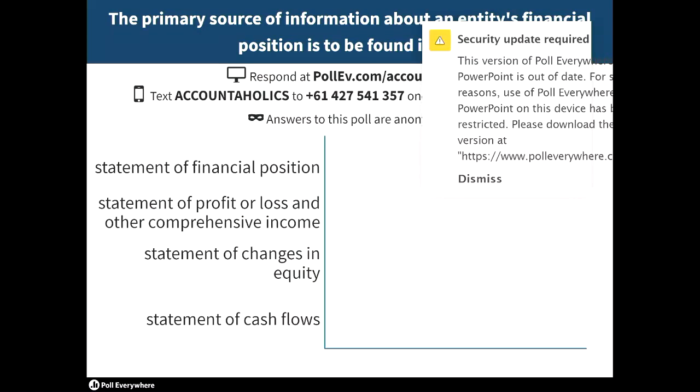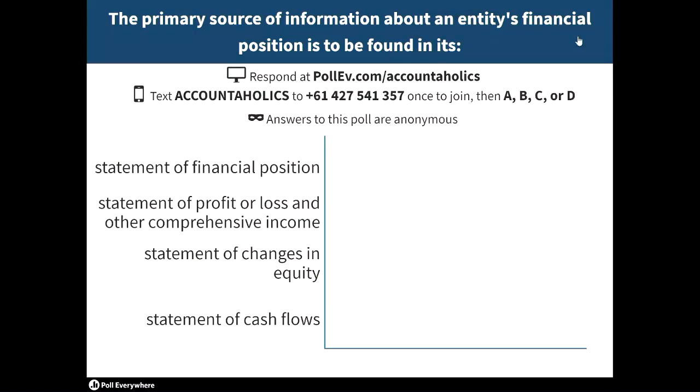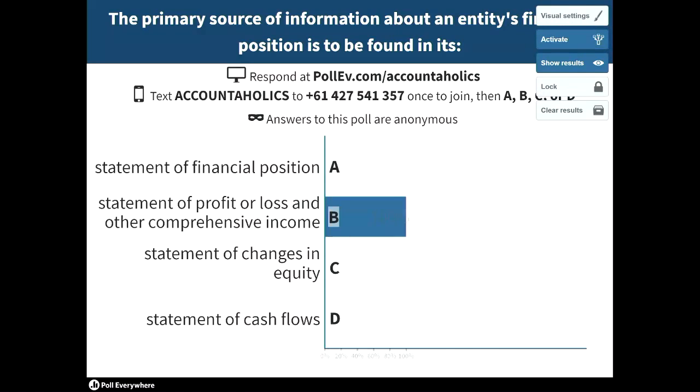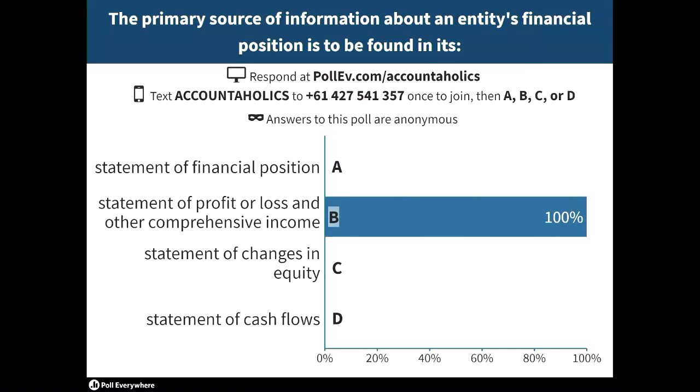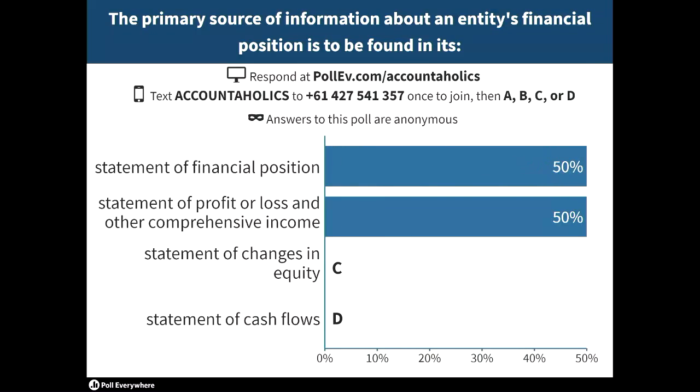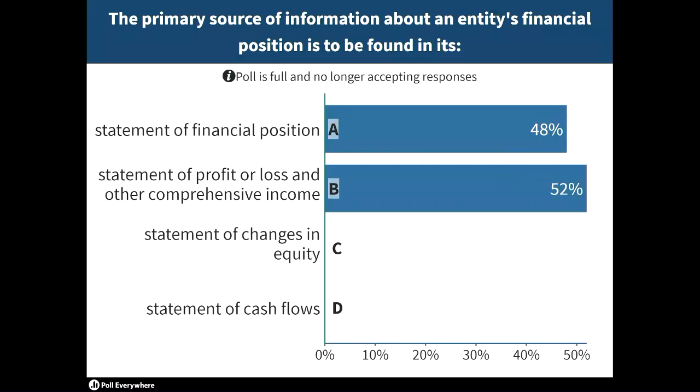Okay, another case. The primary source of information about the entity's financial position would be found in: A, statement of financial position; B, statement of profit or loss; C, statement of changes in equity; D, statement of cash flow. Which one? A or B?